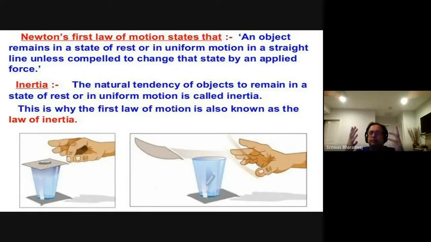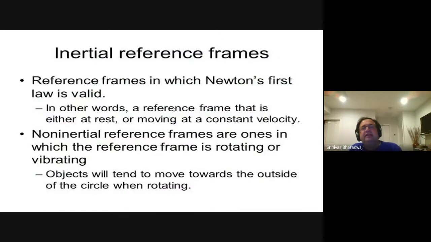I stopped to ensure that you felt the impact of that forever. Okay. Now, so that is the law of inertia. You have to understand Newton's first law. Then you have to understand this idea of the associated term inertial reference frame.